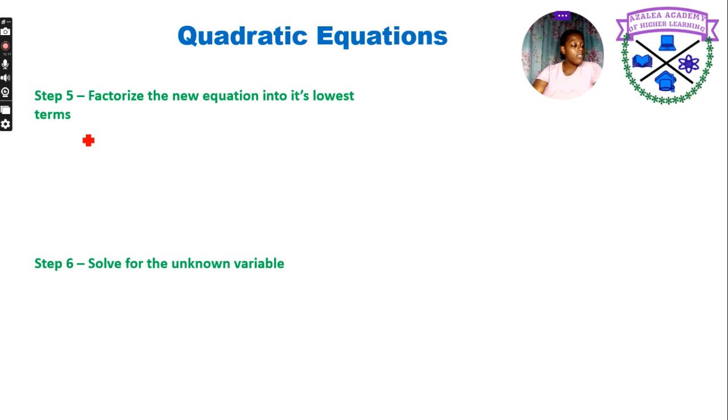Okay, so step 5. At step 5, we're gonna write back our equation, which is x squared plus 5x plus 10x plus 50 is equal to 0.